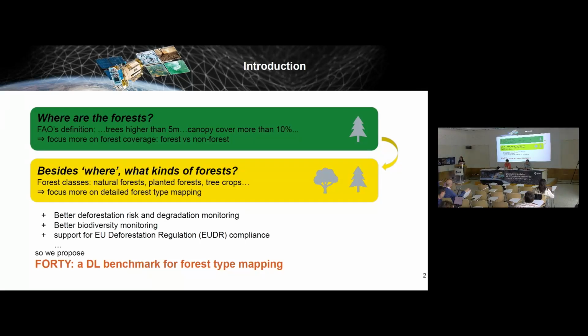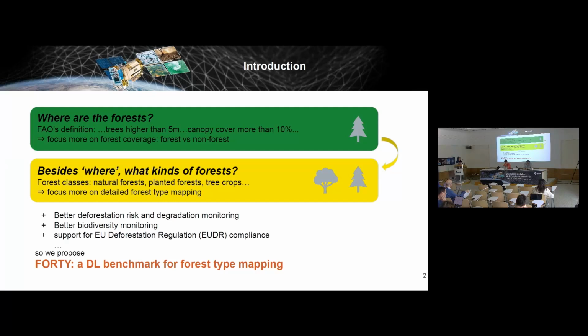So first of all, let's talk about forest mapping. We know that there are already many amazing works about forest maps, and usually they focus on answering the question, where are the forests? For example, they typically use the definition, forest means trees higher than 5 meters and canopy cover more than 10%, which means they focus more on forest coverage, so distinguishing forest from non-forest areas.